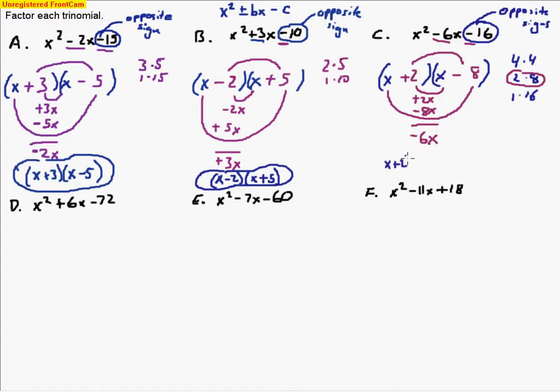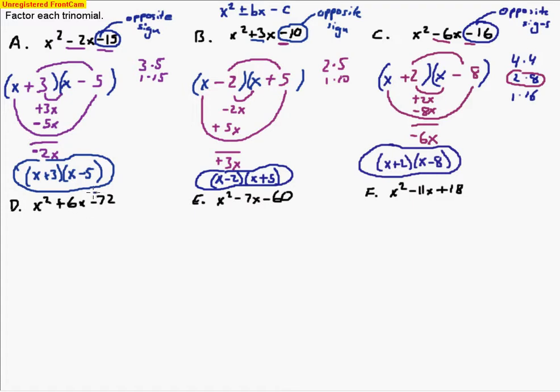Again, it doesn't matter which order you put it in. (x + 2)(x - 8) is exactly the same as (x - 8)(x + 2). Because of what property? The commutative property allows us to switch the order of the factors and get the same answer. Let's take a look at the next one.